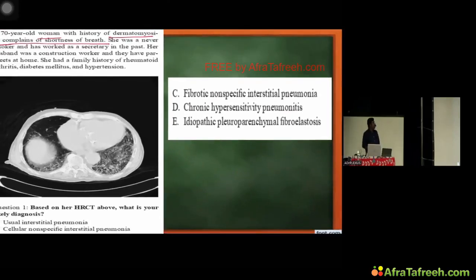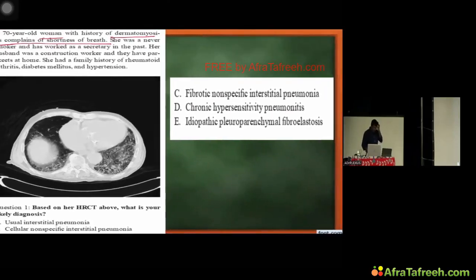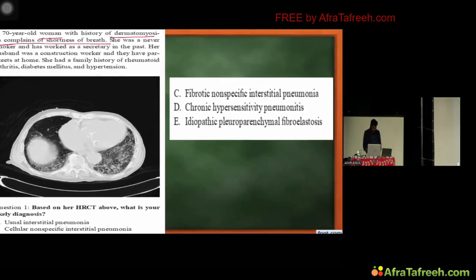So actually here, the patient has dermatomyositis and she has parakeets at home. Even though she has dermatomyositis, whenever they give any kind of occupational history, because here the confusion is they have cellular non-specific interstitial pneumonia and fibrotic non-specific interstitial pneumonia. So both are actually non-specific interstitial pneumonia. Cellular and fibrotic you usually cannot distinguish on CT scan. You have to go for biopsy. So here we are going to rule out these two options.